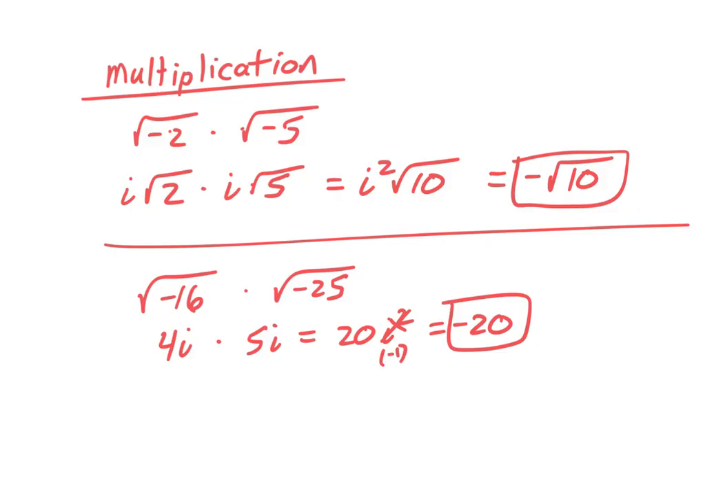Okay, so that's one type of multiplication where you're just taking an imaginary number times another imaginary number. You may have to make it imaginary to begin with.